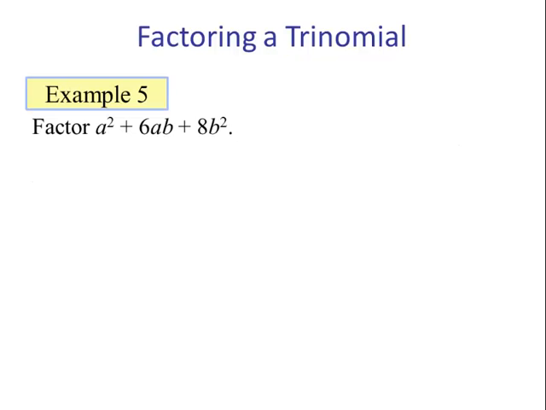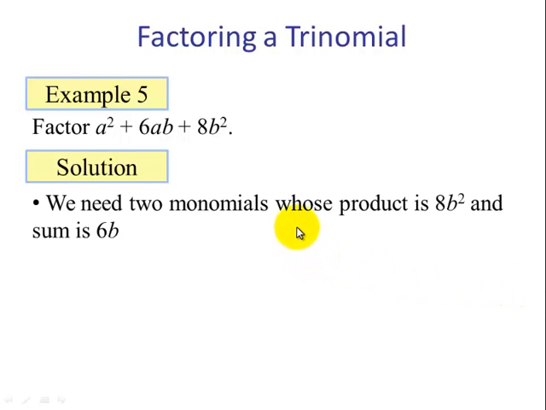Example 5. Factor a squared plus 6ab plus 8b squared. Solution. We need two monomials whose product is 8b squared and whose sum is 6b. 2b times 4b multiply to give me 8b squared, and 2b plus 4b gives me a sum of 6b.